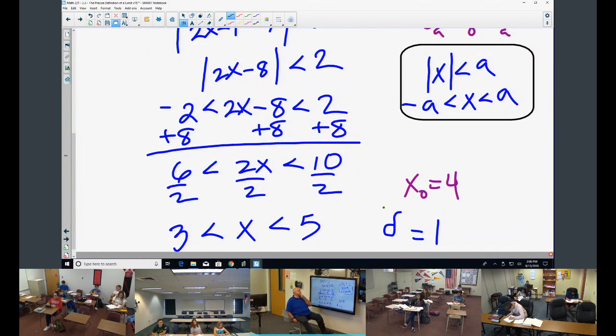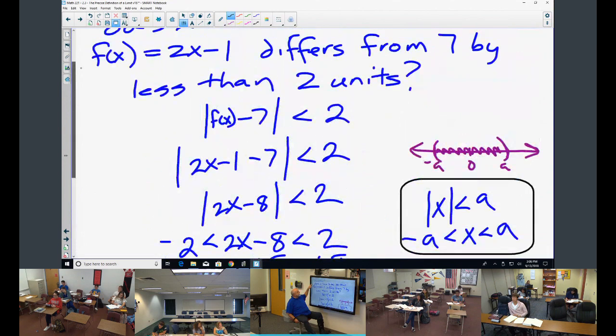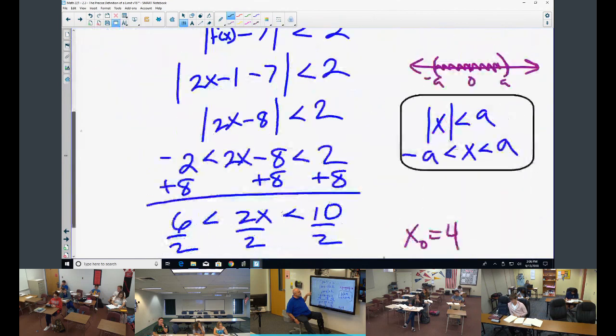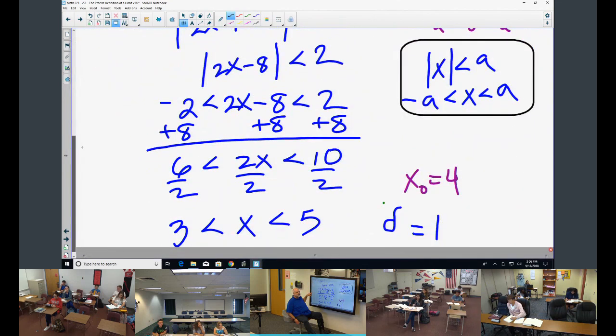So remember, our target x sub 0 was 4. So that means our delta is 1, because our interval is from 3 to 5, and the distance from 4 to 3 is 1, and from 4 to 5 is 1. It doesn't have to happen that way. If they're different, like the other example, you take the smallest amount. But in here, the delta has to be 1. So when this is saying how close does x have to be, they're asking us to find the delta. Okay? Find the delta.